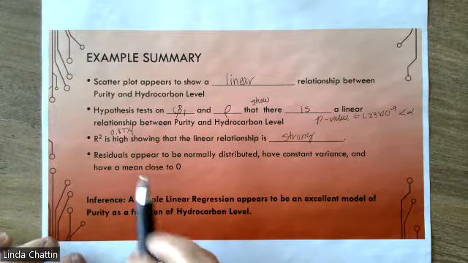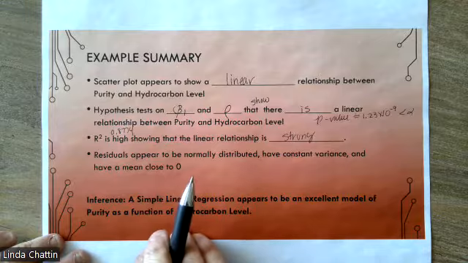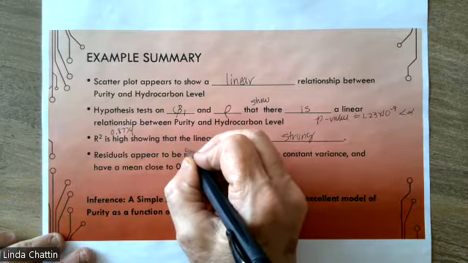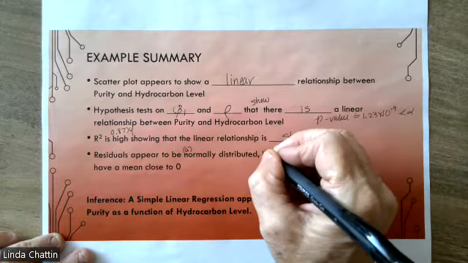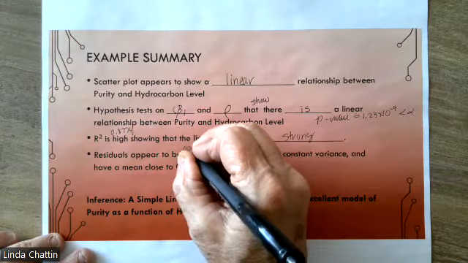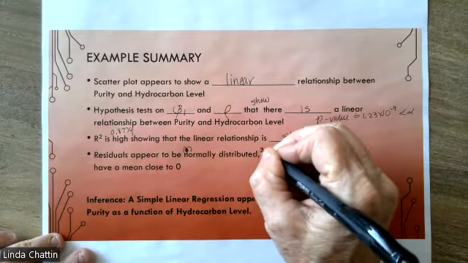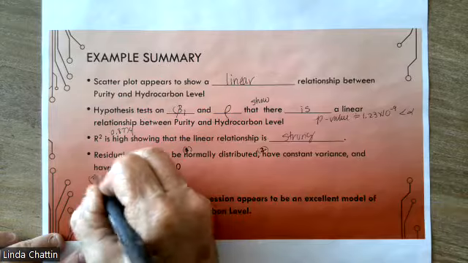And then finally, we saw that my residuals appeared to be, again, normally distributed. We like that quality. We like it to have a constant variance, and then have a mean close to 0.